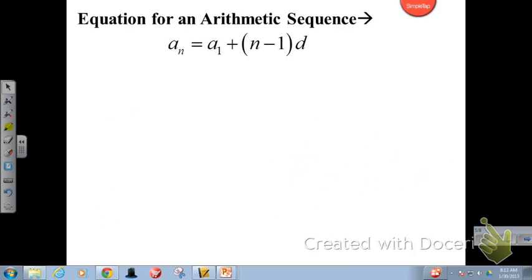The equation for an arithmetic sequence is this: a sub n. This is the value of your nth term.